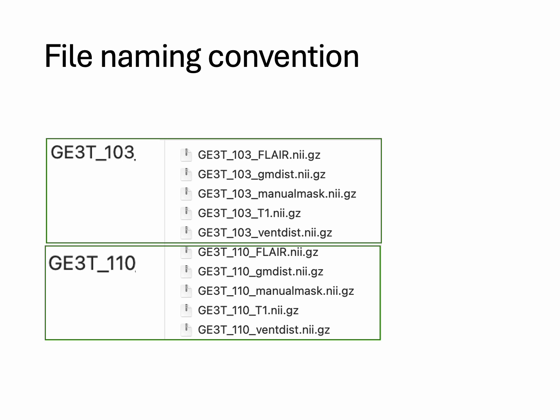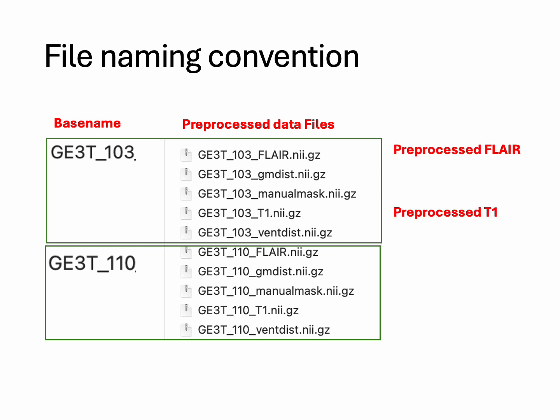The same has been shown for another subject, so you get a better idea of how to name. But this is the naming convention. These are the file names that the TrUE-Net tool would expect to see in the input directory. So that's the base name, and these are the pre-processed data files.